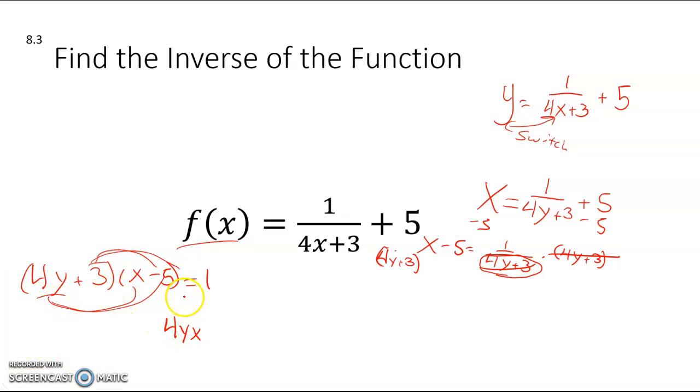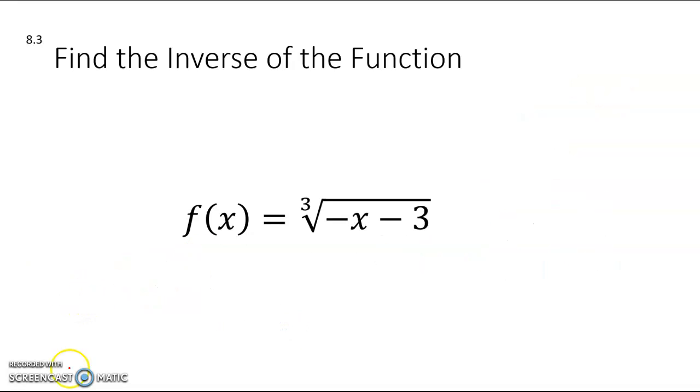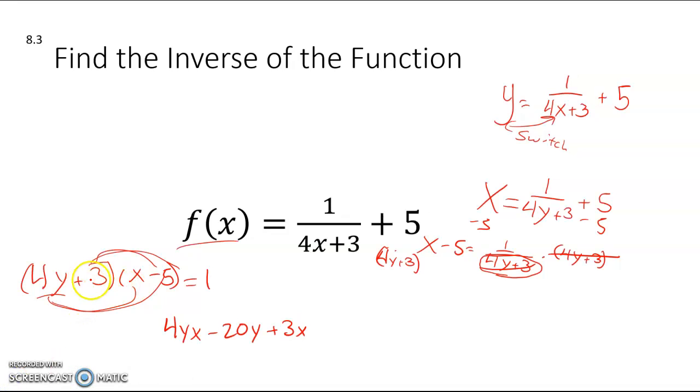So I get 4yx. 4y times negative 5 is negative 20y. 3x gets me plus 3x. And then 3 times negative 5 is negative 15, and that's still equal to 1, okay? So if I look here, I can't really combine any like terms like you normally would with multiplication, so this is basically what I'm left with here, okay?